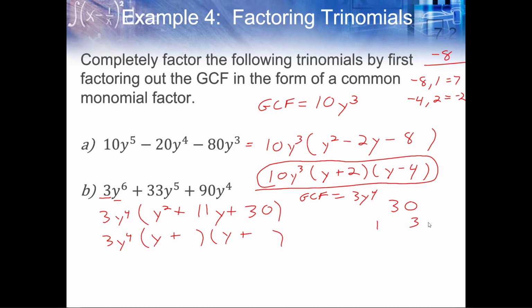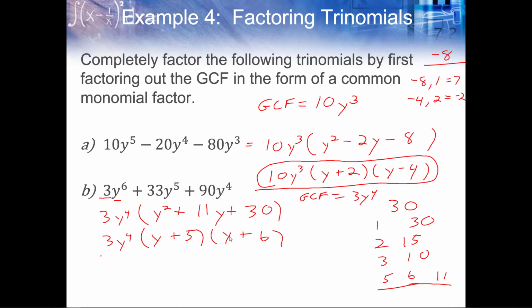So here I have 1 times 30. That's 31. That's not going to work. What about 2 times 15? No, that's 17. What about 3 times 10? No, that's 13. 4 does not divide into 30. What about 5 times 6? Well, that is 11. So this right here would be the factors that we're looking for. 5 times 6, and there we go. We're done. Can you check?